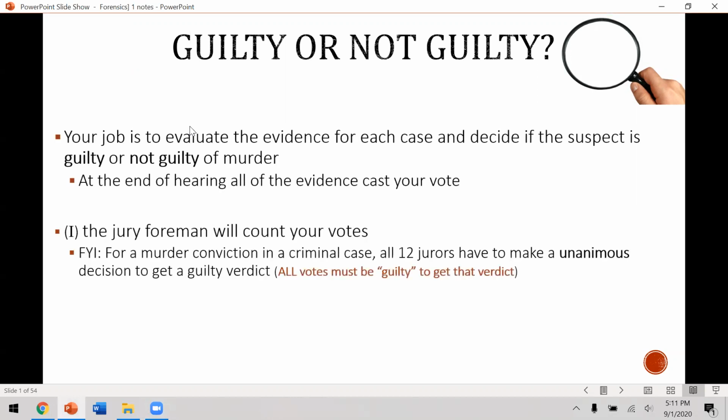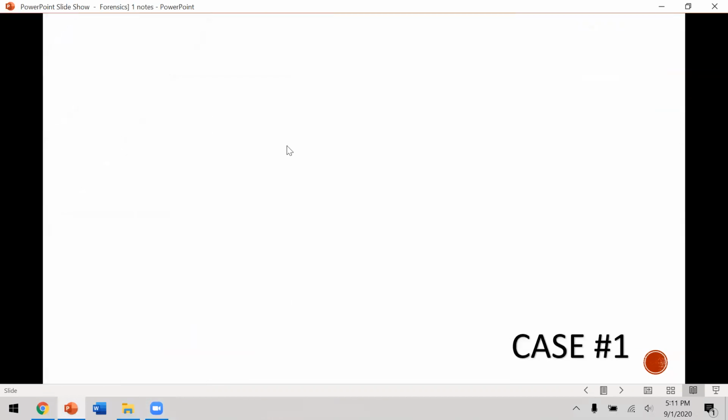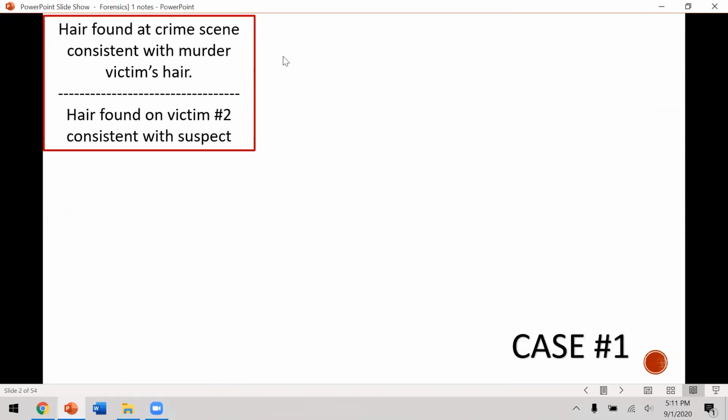Whoops. Sorry, this is the directions. Okay, here I go. Okay, so I just have this evidence. I know you can read, but I'm going to read it to you. So hair was found at the crime scene, consistent with the murder victim's hair. And hair was found on the second victim that was consistent with the suspect.